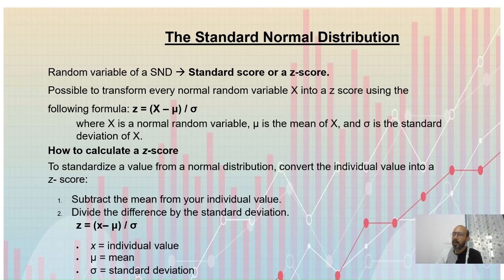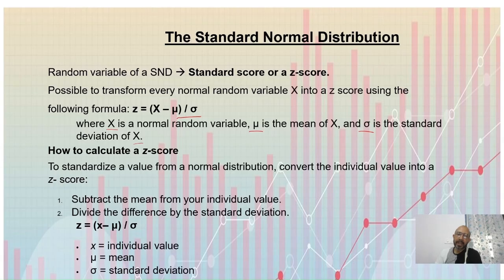The random variable of a standard normal distribution is known as standard score or a Z score. It is possible to transform every normal random variable x into a Z score using the following formula: Z equals x minus mu by sigma, where x is the normal random variable, mu is the mean of x and sigma is the standard deviation of x.